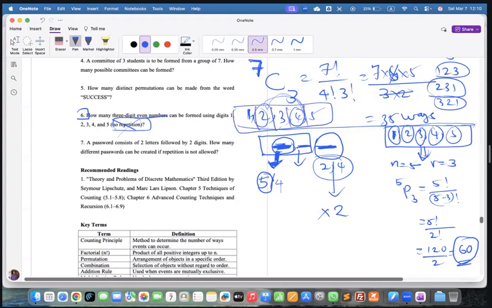Why? Only 4 are eligible for the first position. Why? Among these 5 digits, definitely one even number we must give for the last position, right? Then only it will be an even number. Otherwise, what will happen? An odd number is also possible, right? So the first position we can fill in 4 ways.